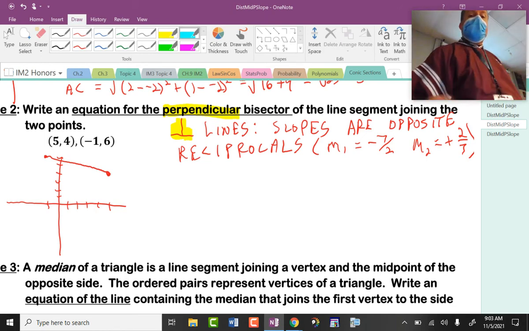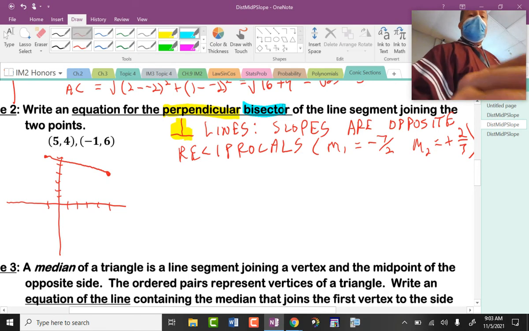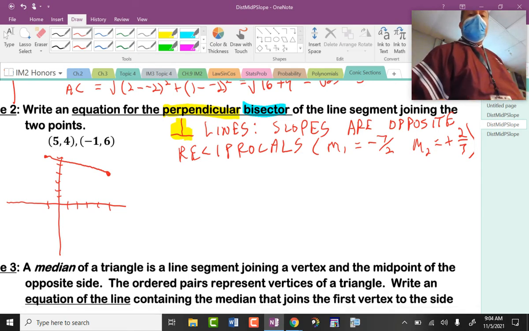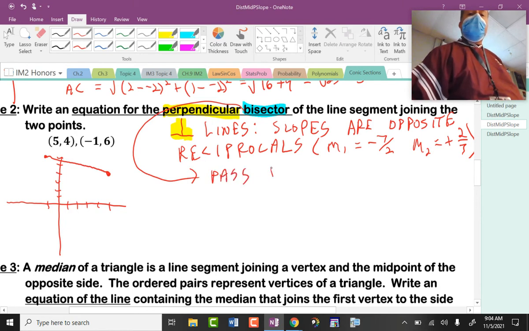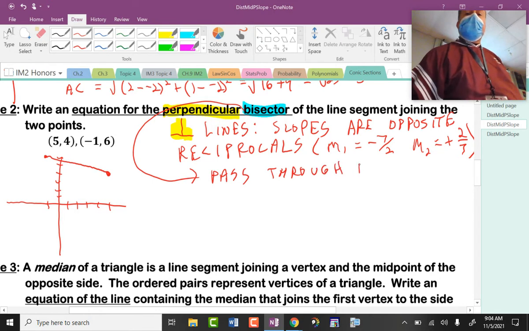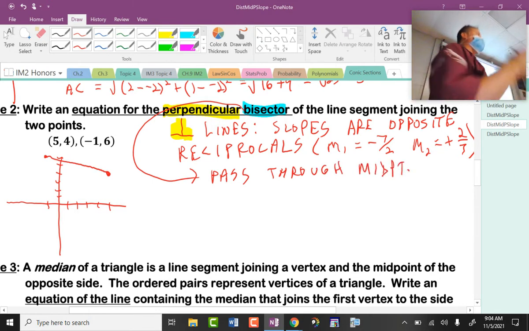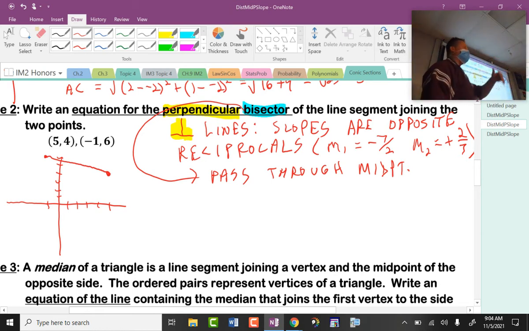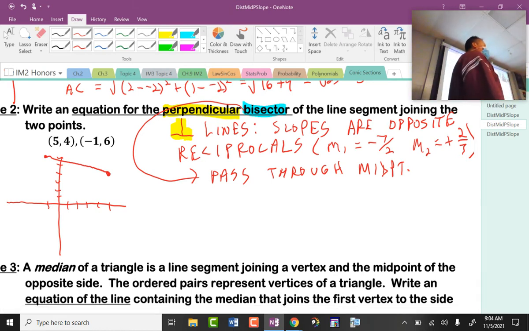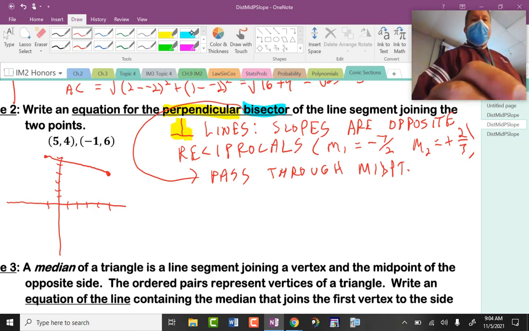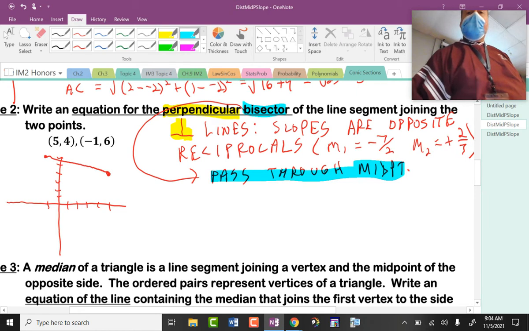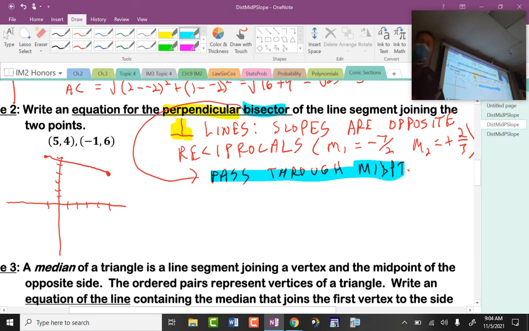And then bisector, that means my new line will have to pass through the midpoint. That's what bisect means. It cuts in half. Midpoint is in the halfway position of that segment. So therefore, the perpendicular bisector must pass through the midpoint. Those are the kind of things you got to know there. So perpendicular bisector means pass through the midpoint.